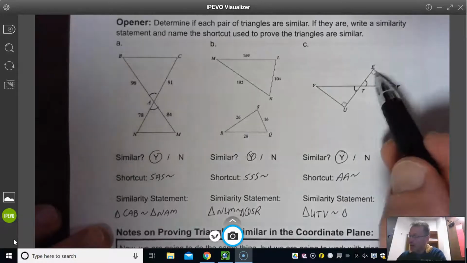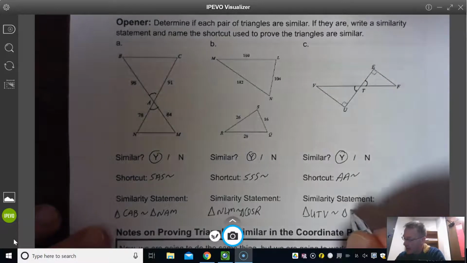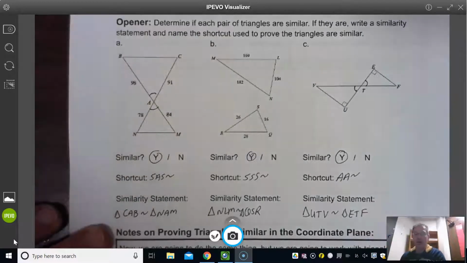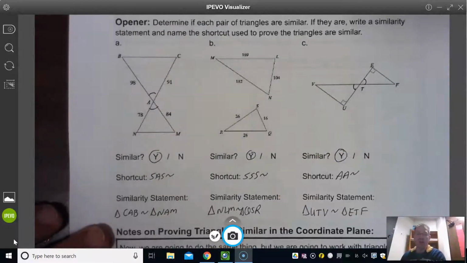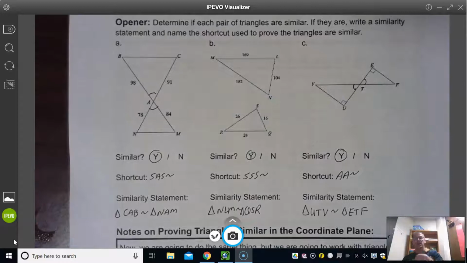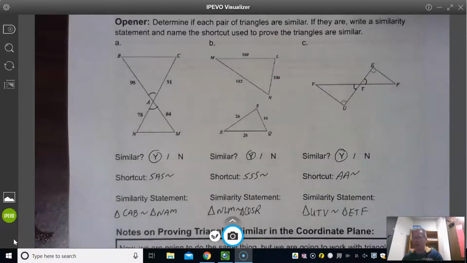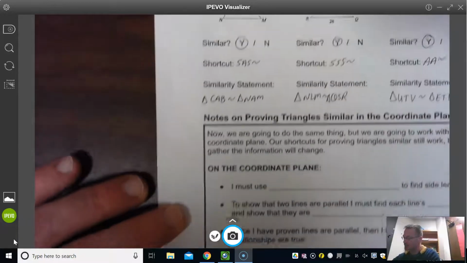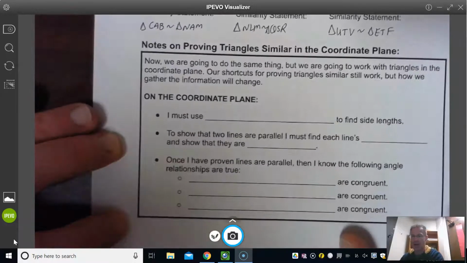And then I'm going to go right angle, vertical angle, the other angle, ETF. All right, so now, those are our three shortcuts, right? Now, what we're going to do is use these same shortcuts, but in the coordinate plane. So the only thing that changes now is how do I get that information in the coordinate plane?